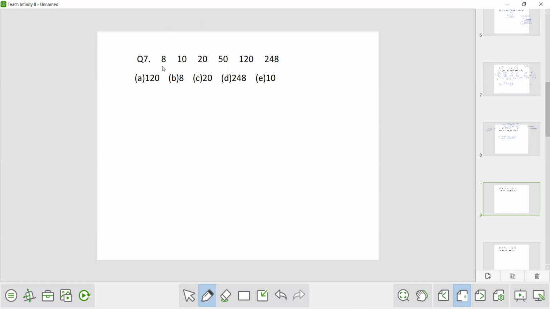Now, if you have to find out the wrong number here, your series is 8, 10, 20, 50, 120, 248. Now you will analyze the series. So something must be getting added over here. This is in increasing order.